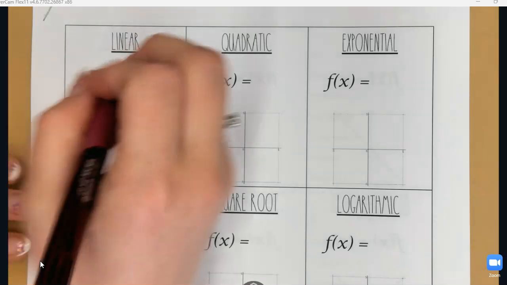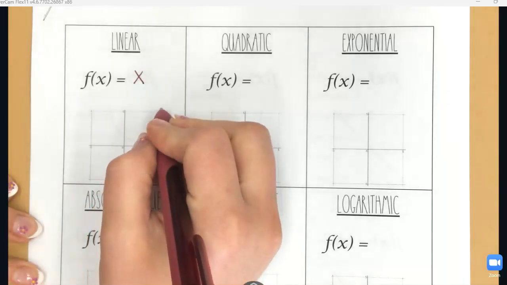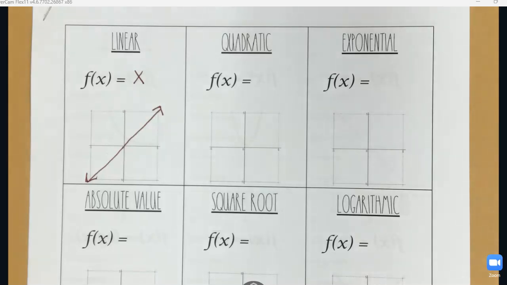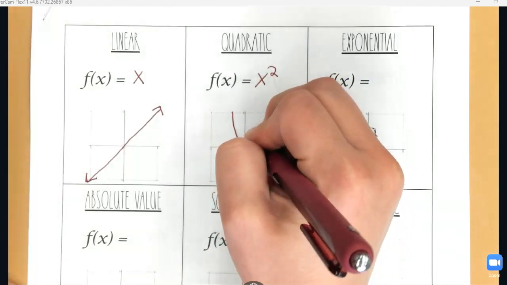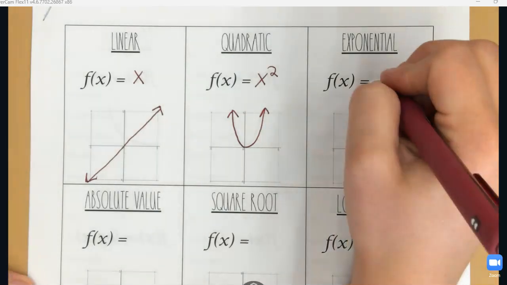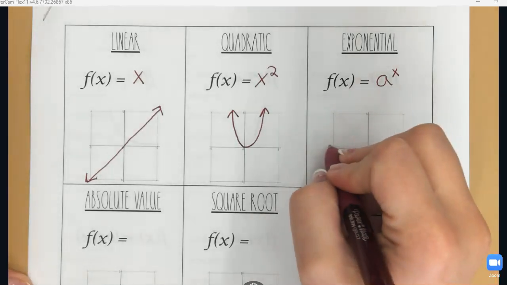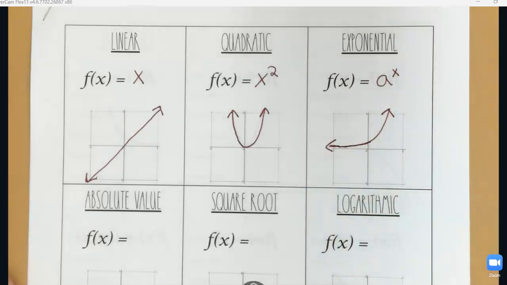So starting with linear, that is when f of x is equal to x, and your graph, apologies, I had a knock at my door, so that graph looks like a diagonal line going through your x-axis, sorry, your origin. Quadratic, that equation is x squared, and that, of course, looks like our standard parabola that we're used to seeing. Exponential, this is a to the x power, where a is any number other than 0 or 1. Sorry, these graphs aren't as pretty as I would have liked them to be.